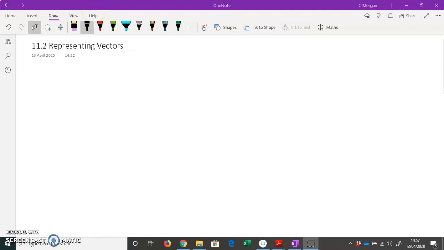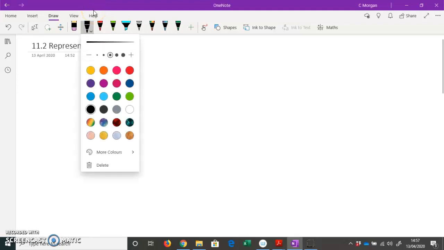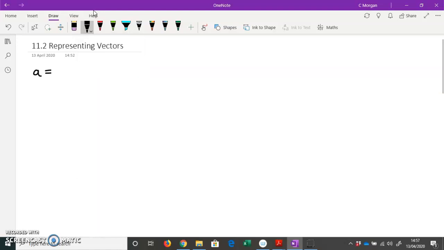Right, okay, I'm going to talk to you about representing vectors and the different ways that vectors are going to be represented. And I want to look at the vector 3, 4. So let's say, for example, I've got the vector A, which is the vector 3, 4. Now, we know what this means.